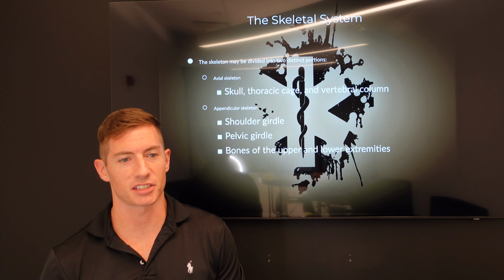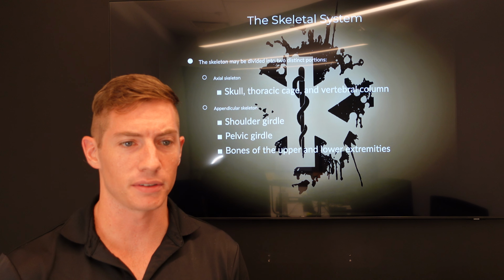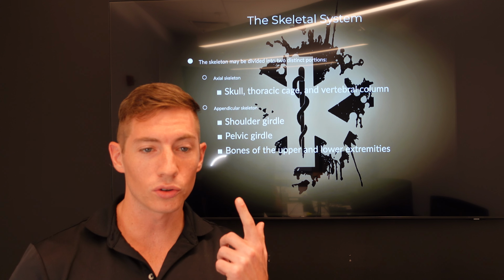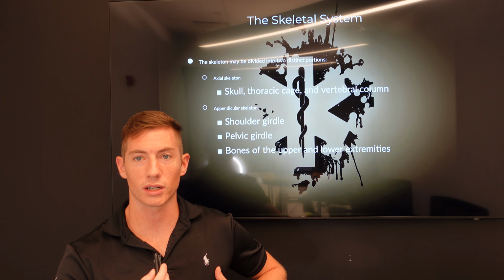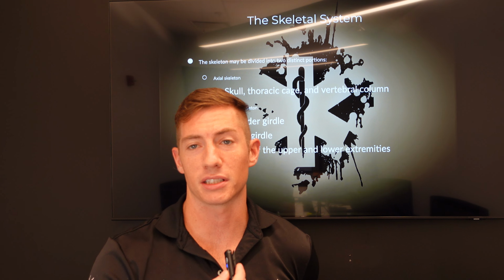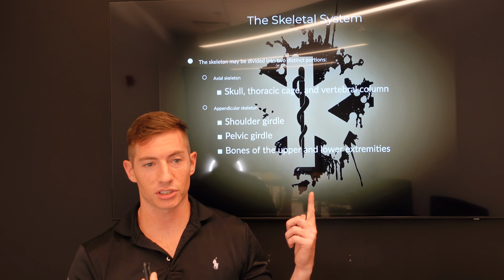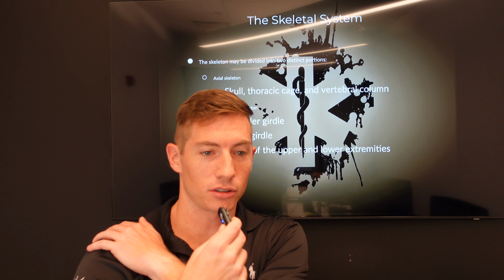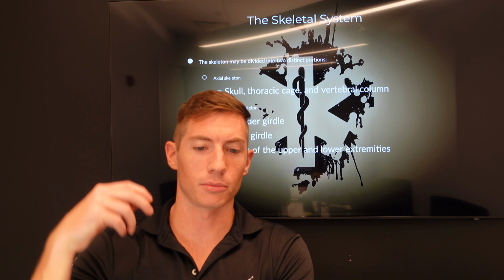Two distinct portions of the skeleton. You have the axial skeleton, composed of bones of the central part, or axis, of the body. This is your skull, composed of the cranium, face, and inner ear; the thoracic cage, a cavity formed by the sternum and 12 pairs of ribs; and the vertebral column, the spine, 33 irregular bones known as the vertebrae. And then you have your appendicular skeleton: your shoulder girdle, your pelvic girdle, and bones of the upper and lower extremities, such as arms and legs.